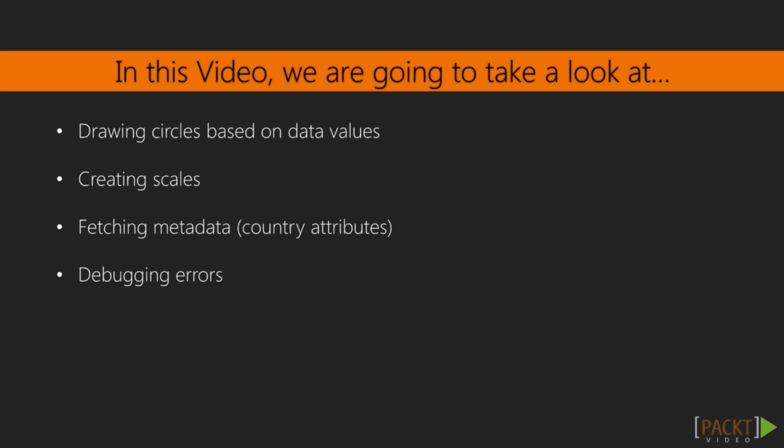We will start by drawing our circles on our canvas using SVG circles entered to the canvas. We'll continue by applying a scale so that they all fit on the page. Next, we'll take another look at the API to learn how to fetch metadata about our countries, those IDs we have but with no names. Finally, we'll conclude by debugging any errors that may arise.